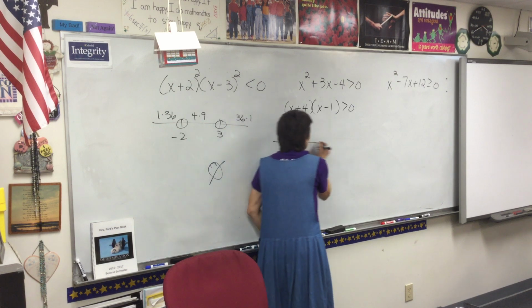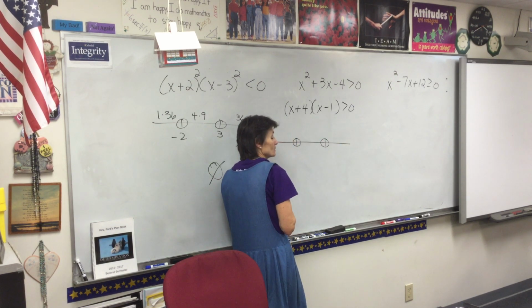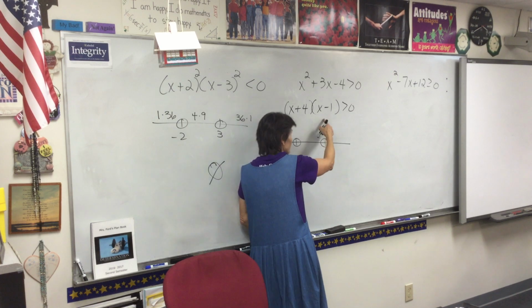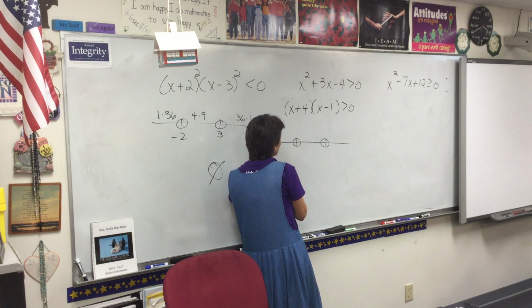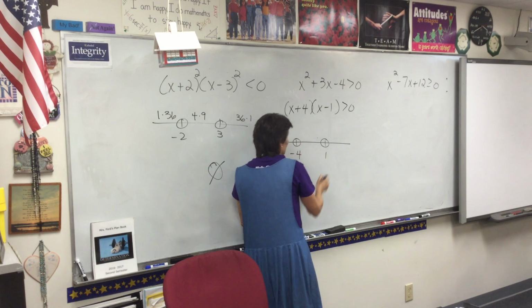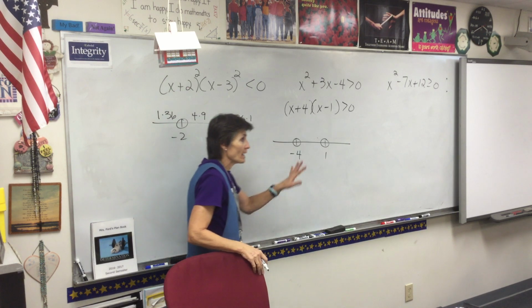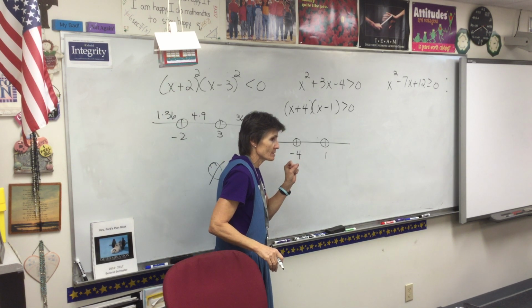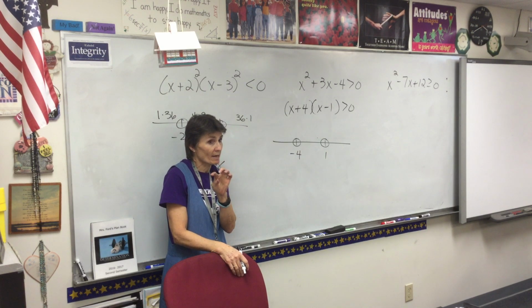Nope. So then we'll go straight to our number line and we'll put a couple dots on it. Only have 2 parentheses, so I'm only going to have 2 dots. And the dots will be at negative 4 and positive 1. Now wait, does my problem have any squares? No. So if you want to use the shortcut, you can.